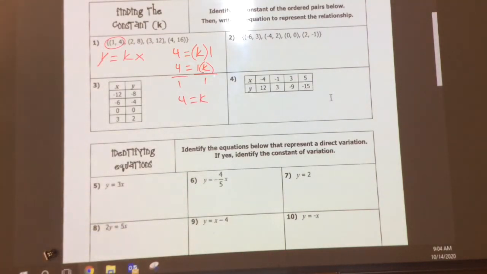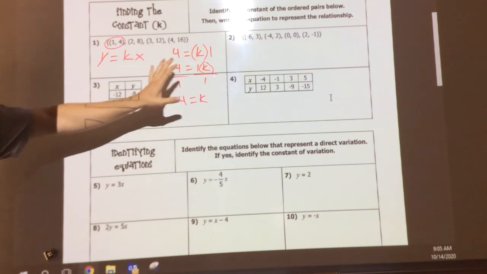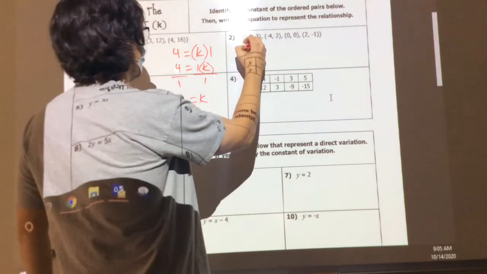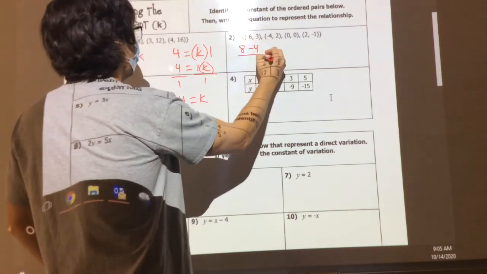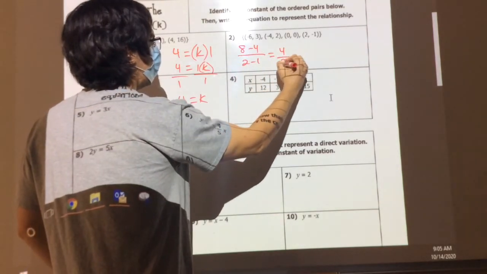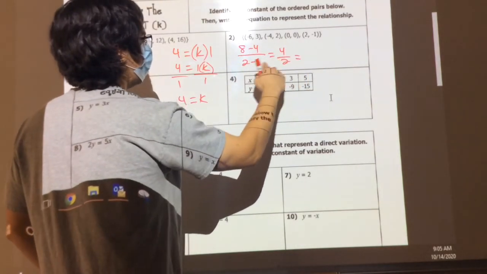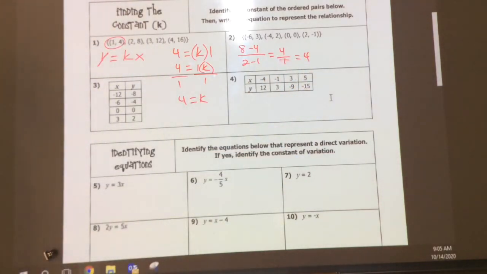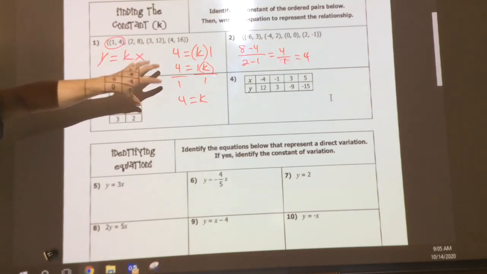Now let me show you this though. Does everybody understand how I did that? I know it's the first time you've seen it, but is everybody on the same page with me? Now watch this. 8 minus 4. I'm still on this problem. 8 minus 4 is 4. 2 minus 1 is 1. You see how it still produces the same slope and the same constant? The only way that this one works, though, is if I don't have what? A y-intercept. Does that make sense?